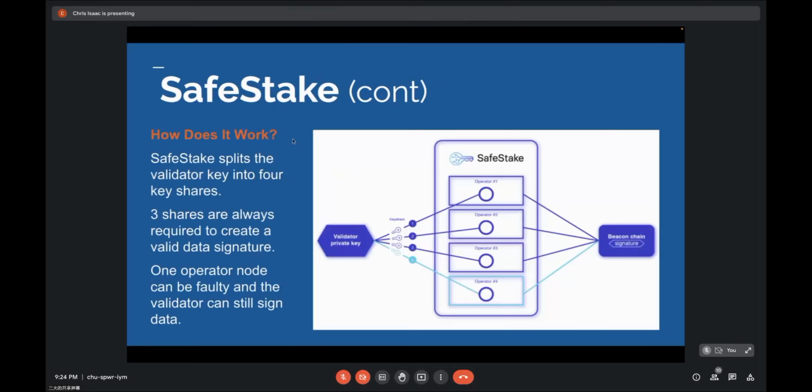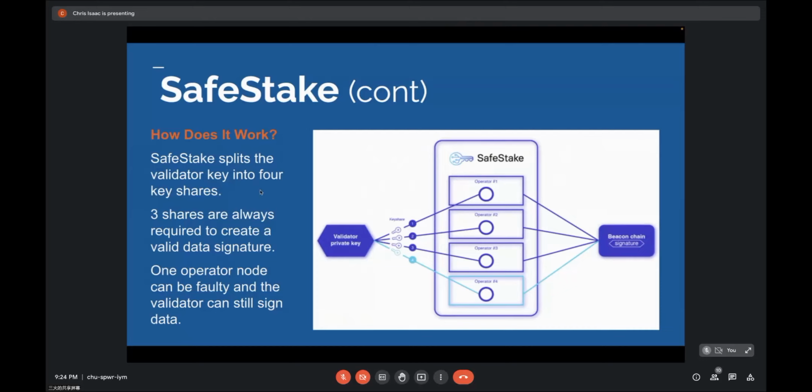How does it work? Essentially, SafeStake takes the validator key and splits it into 4 key shares. As you can see in the diagram, here's your key. The protocol comes in, splits it securely, encrypts it into 4 shares, and sends each share out to an operator. The protocol makes sure that 3 shares are always required to create a valid data signature.